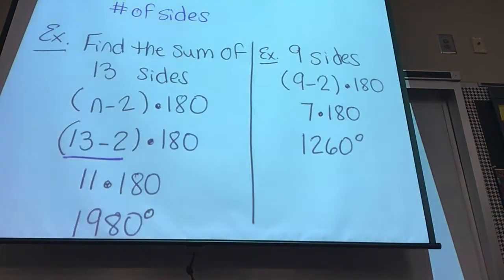Now, the only difference is they may not say, hey, here I am on 9 sides. What if they give you a picture of a shape? Can you actually count the sides? You should be able to. So if they showed you a picture of a square, you should be able to count that it's got 4 sides. Or whatever they show you, you should be able to see how many sides it's got and plug it in. That's the only difference. I'm not going to sit here and draw all my pictures.